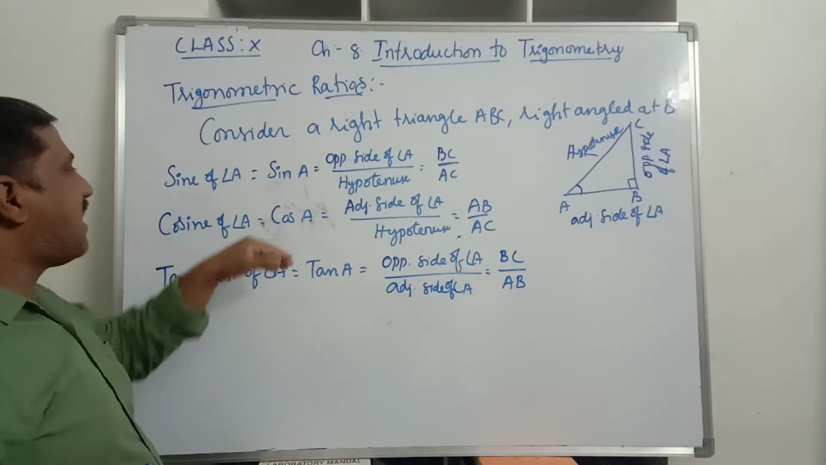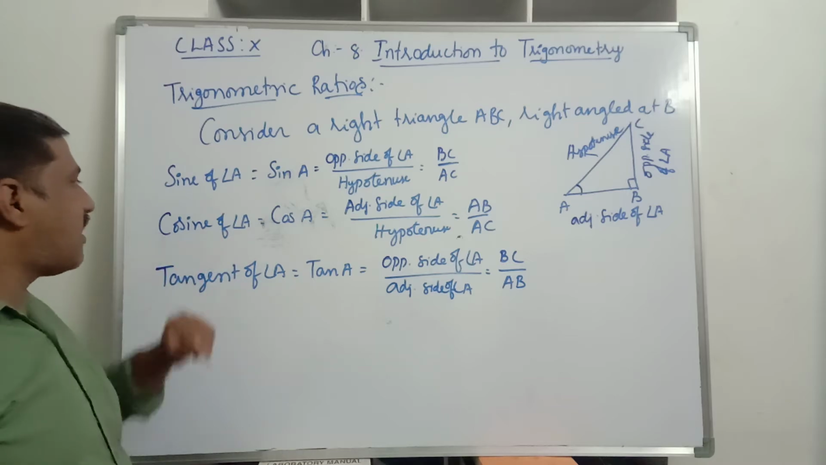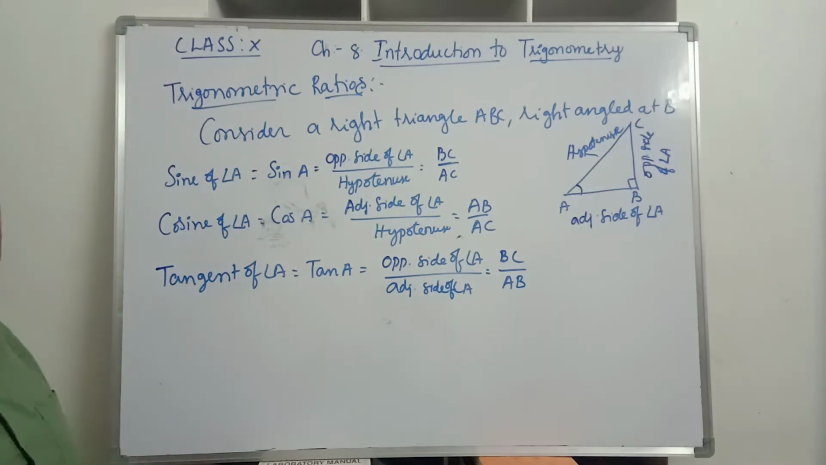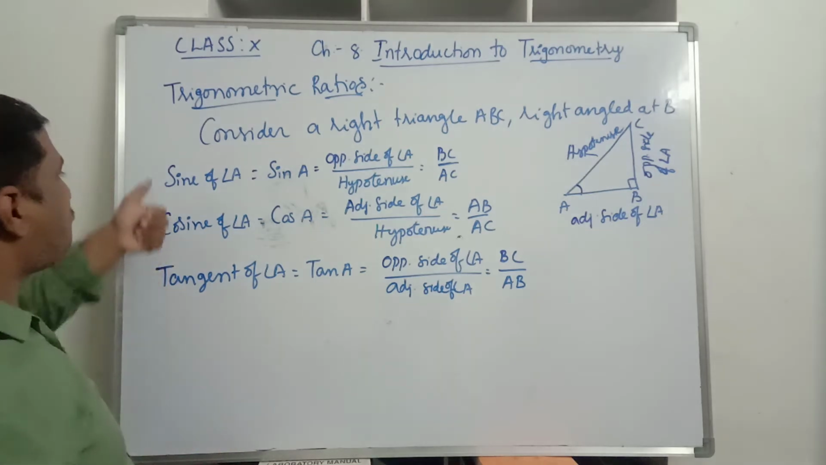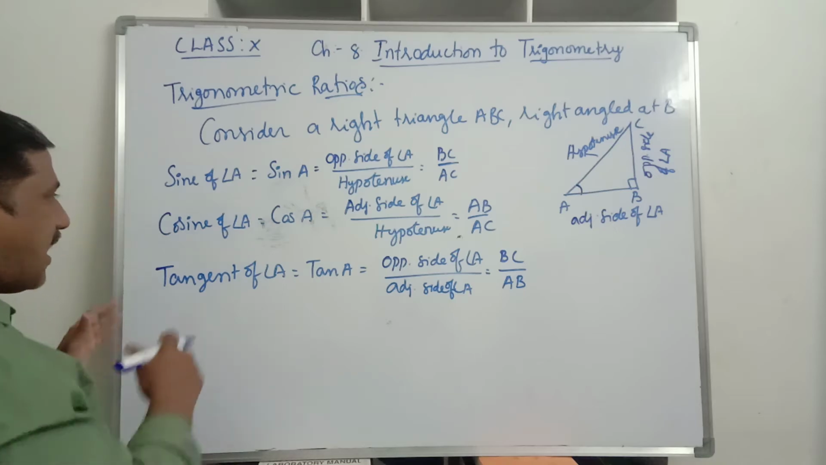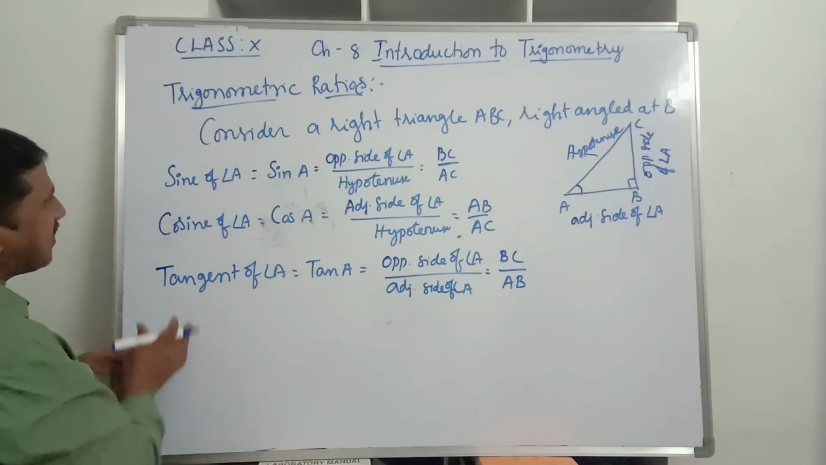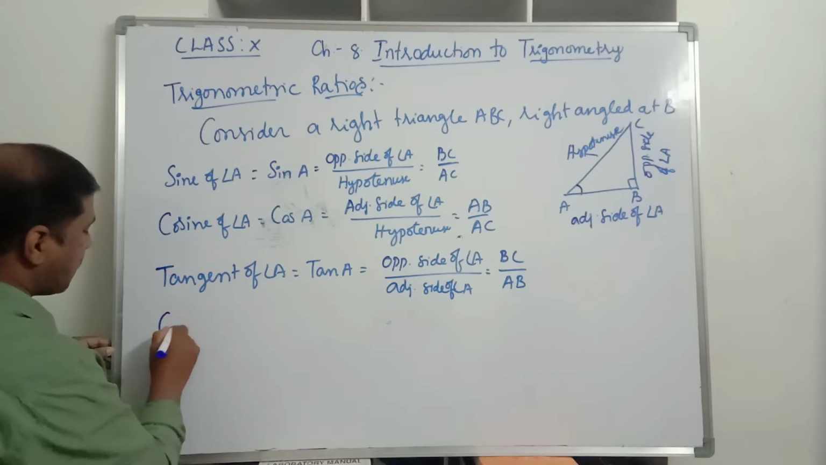So these are the three main ratios: sine A, cos A, tan A, that is sine of angle A, cosine of angle A, tangent of angle A. With these three, we have three more ratios. They are the reciprocals of these three ratios. Next, the fourth ratio is the cosecant ratio.